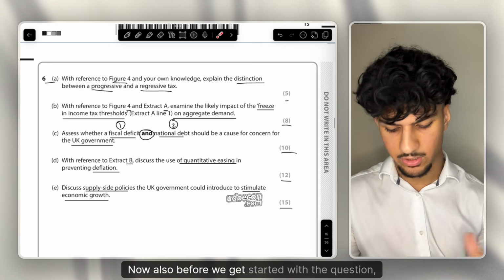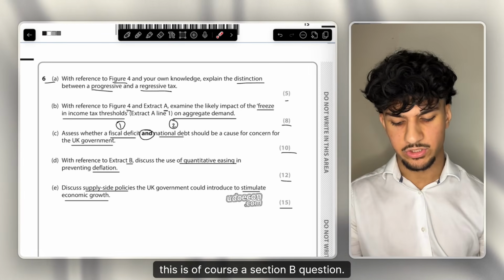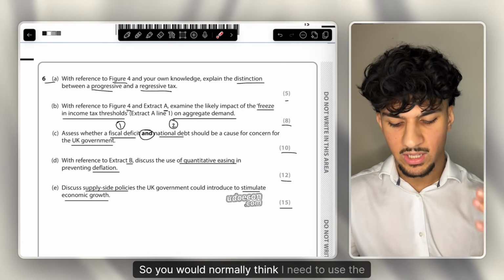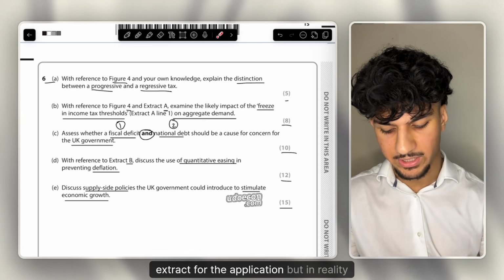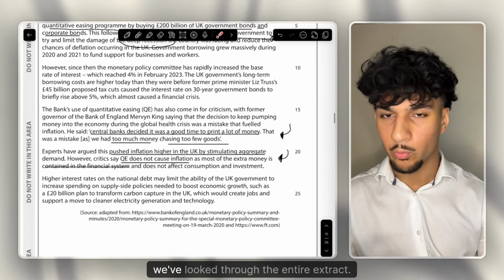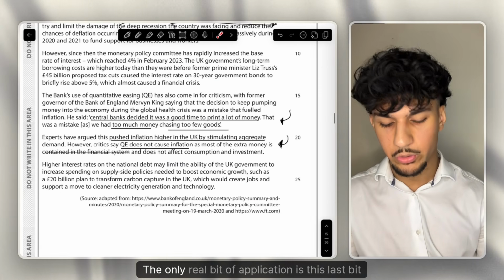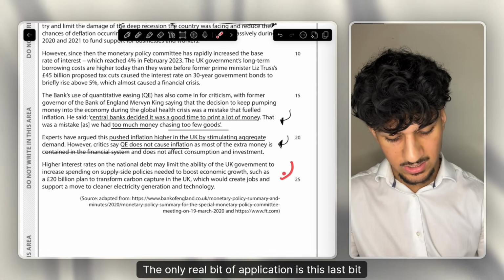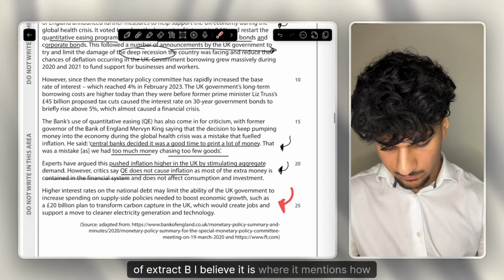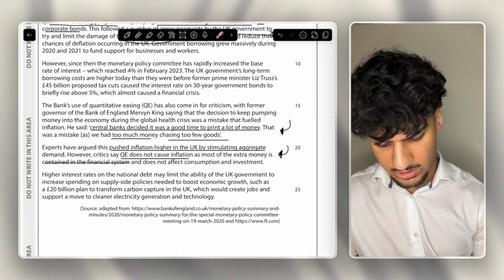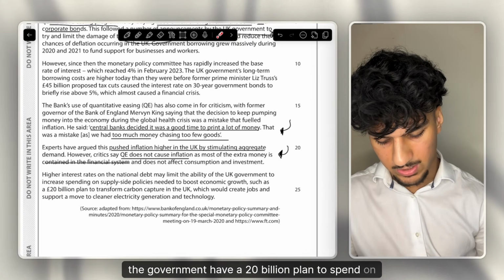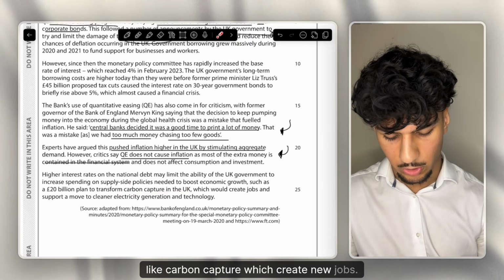Now, also, before we get started with the question, this is of course a section B question, so you would normally think I need to use the extract for the application, but in reality, we've looked through the entire extract. The only real bit of application is this last bit of extract B, I believe it is, where it mentions how the government have a 20 billion plan to spend on carbon capture, which creates new jobs.